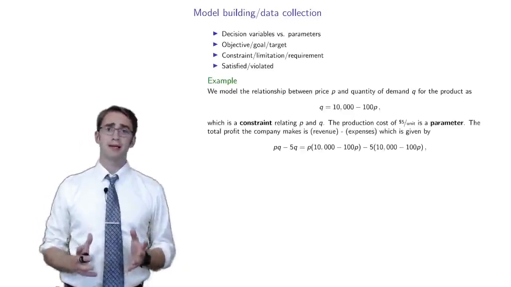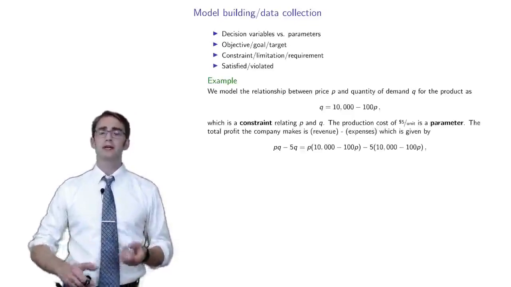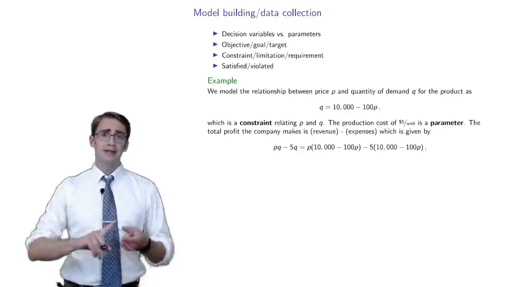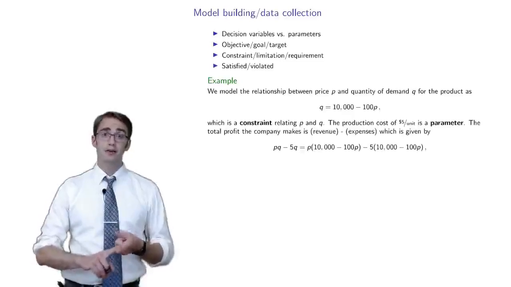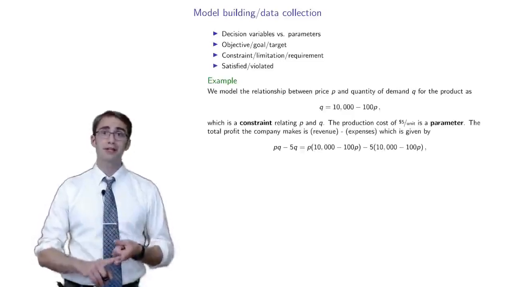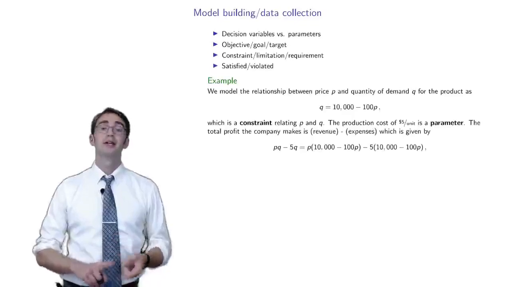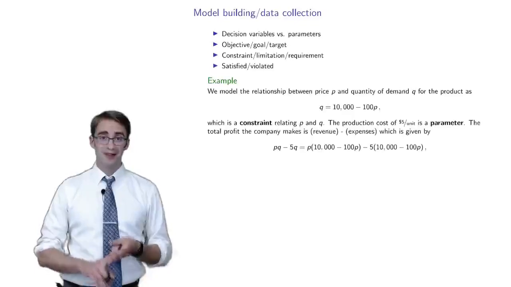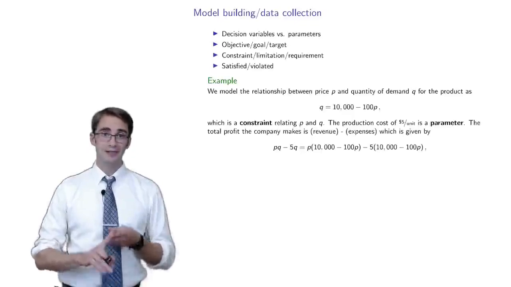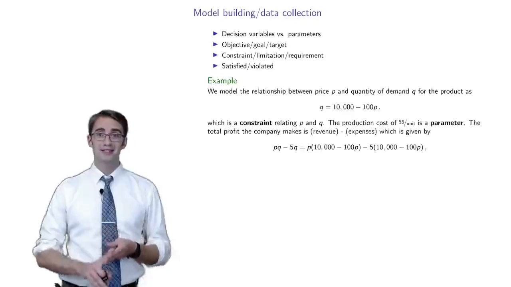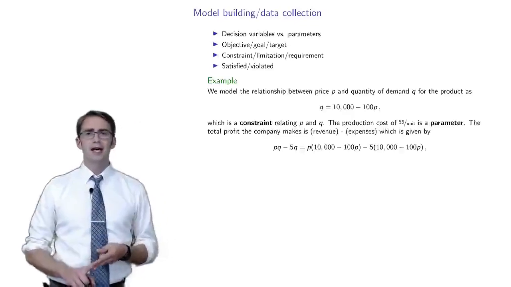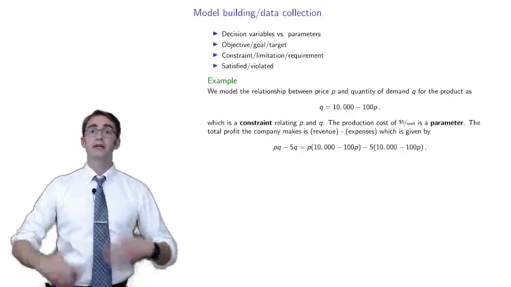When you build a mathematical model for this kind of problem, you'd want to decide what are your decision variables versus your parameters. Again, the variables represent things that are under your control. In this example, the only thing under your control is the price. Parameters are things like the $5, the $5 that you have to pay per item that you build. The $5 is not under your control. That is a parameter. That's an important distinction that you're going to be very familiar with by the end of this course. Then you have an objective, also called a goal or a target.